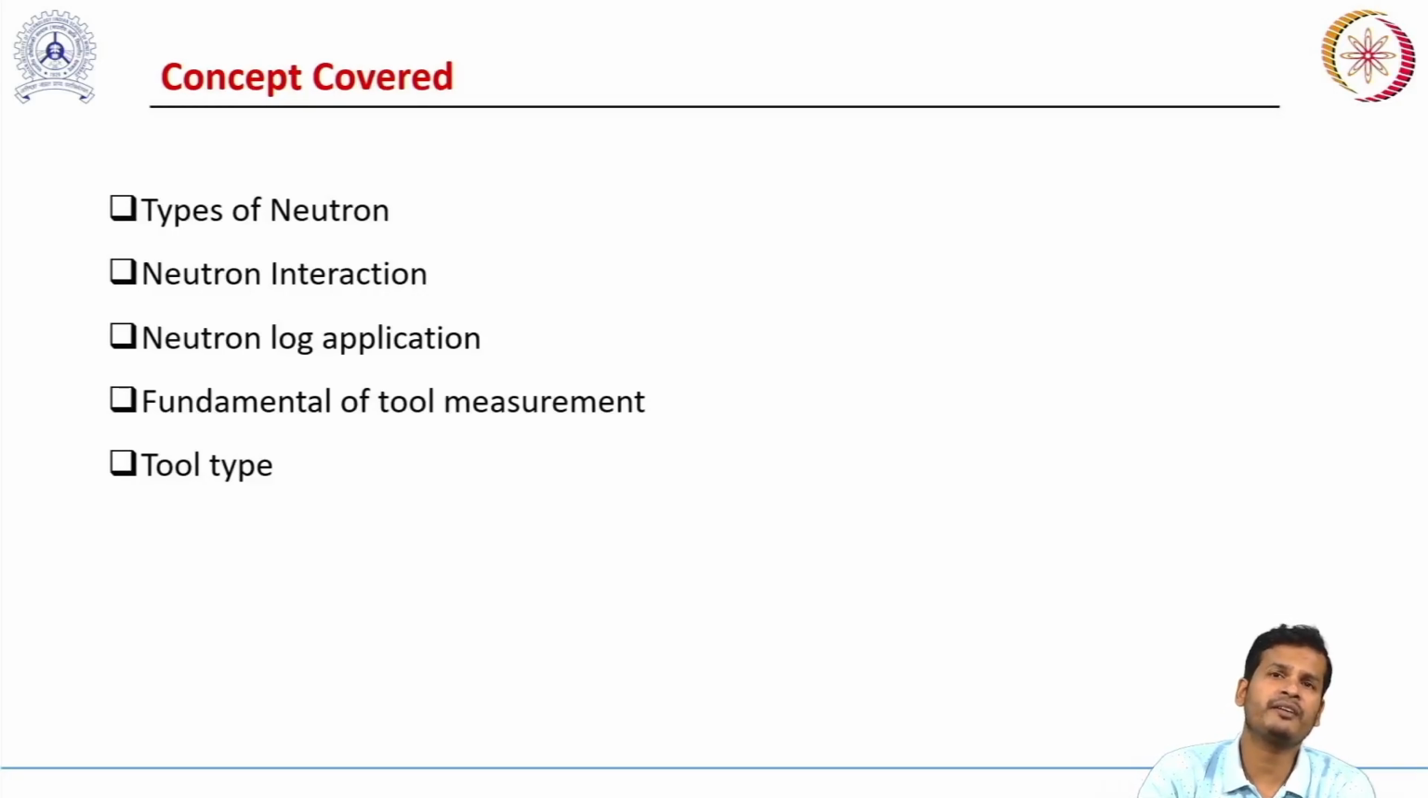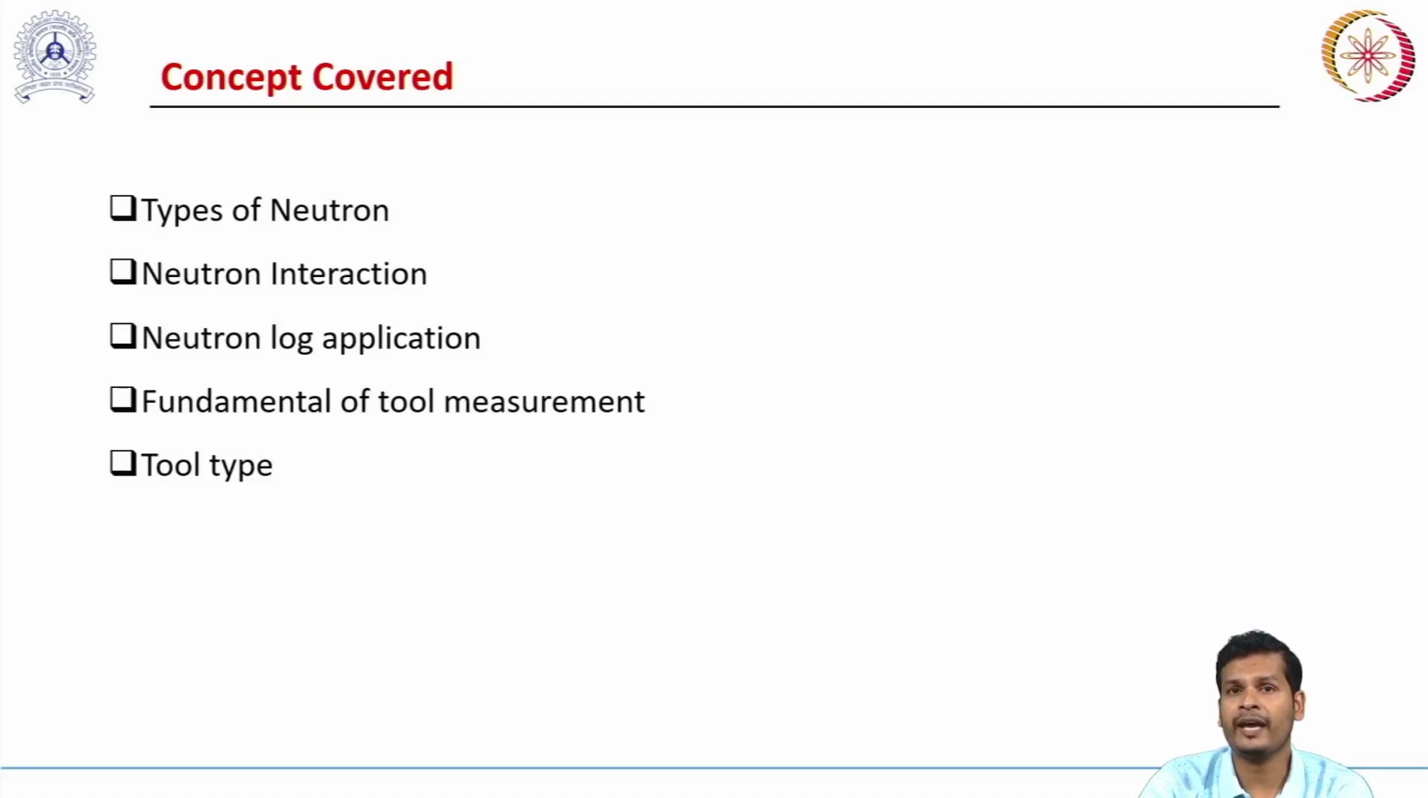So today we will first discuss a little bit of the chemistry, or a little bit of knowledge about the neutron, such as how neutrons are classified, at least in our wireline logging operations, and how neutrons can interact with our formation material. Also the different applications of the neutron logging tool, and then we will discuss how this neutron logging tool works and what its principal measurement is.